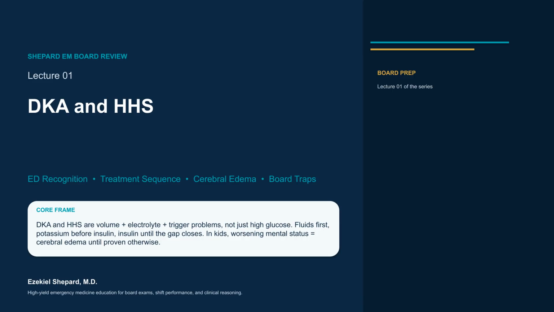Thank you. So, DKA, diabetic ketoacidosis, and hyperosmolar hyperglycemic state. DKA and HHS are not just a high glucose. They're volume depletion, they're electrolyte derangements, and they're a trigger, which means what's causing this until proven otherwise. The boards test the sequence of fluids first, potassium before the insulin, as well as insulin until that gap closes. In children, you're very scared because if they have mental status changes, you're concerned for cerebral edema until proven otherwise.